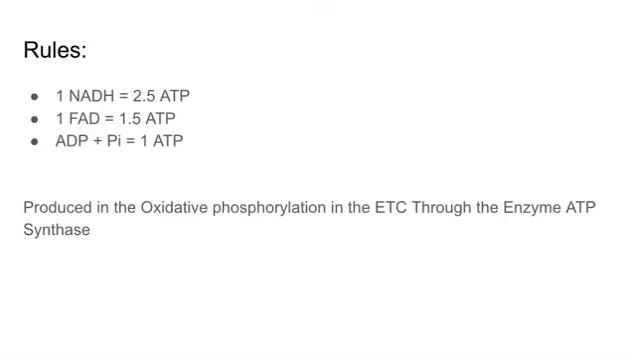So the rules: one NADH will form 2.5 ATP, one FADH2 will form 1.5 ATP, and then ADP plus a phosphate will give us 1 ATP. Shuttling the NADH and the FADH2, they won't directly generate ATP, but moving them with the hydrogens and electrons that they collect through the processes of glycolysis and Krebs cycle will form a gradient down the electron transport chain. We'll shuttle them through the enzyme ATP synthase, and that's where they will generate ATP later on.